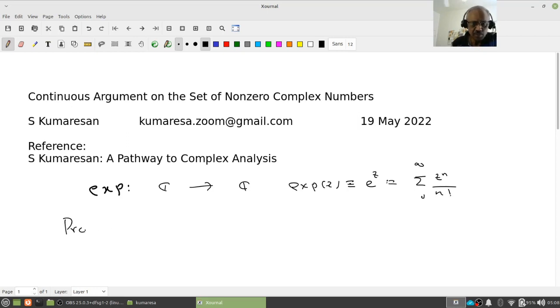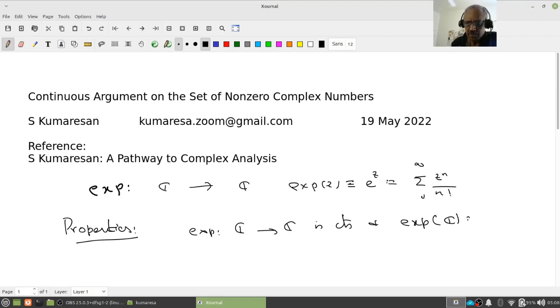So what are the important properties? A lot of properties. I am going to list only those properties which I may need for the course. The exponential from C to C is continuous, and the exponential of C is C star. This is the set of non-zero complex numbers. This is the first property.